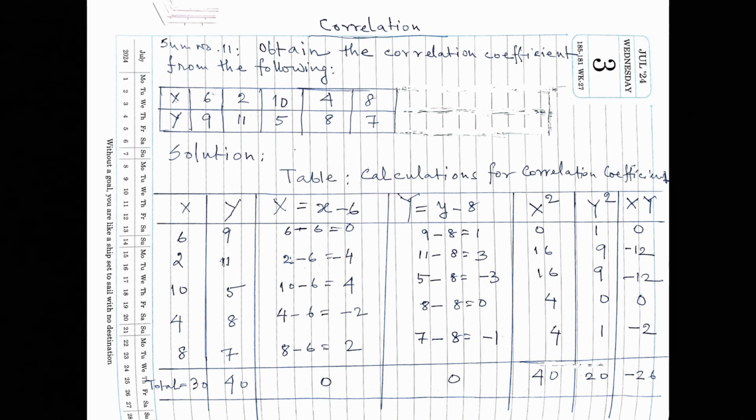Total of the columns: total of x column is equal to 30, total of y column is equal to 40, total of capital X square is 40, total of capital Y square is 20, total of XY is minus 26.